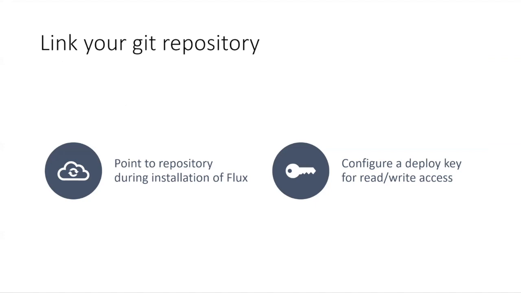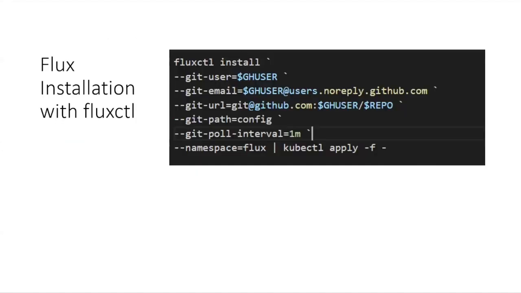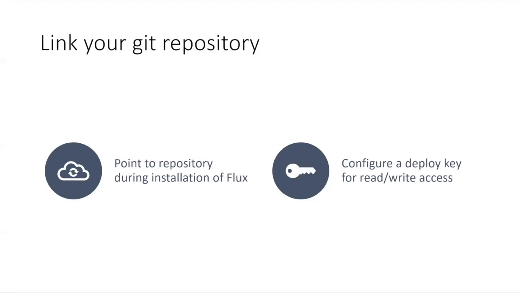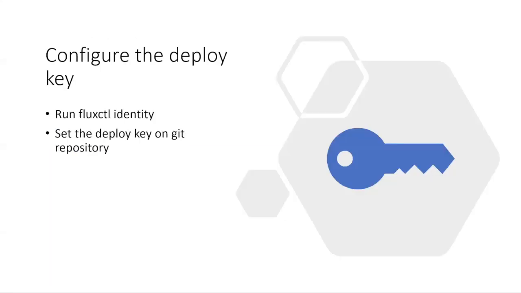Then, of course, we have to link it to our Git repo. You do that, first of all, in the installation, but you also have to do this with a deploy key. I'll show you that in a moment. You have to actually configure an SSH key in Git to make sure that Flux has read and potentially also write access to your Git repo. And I'll show you later or explain why the write access is required. So let's just, instead of looking at that, do that.